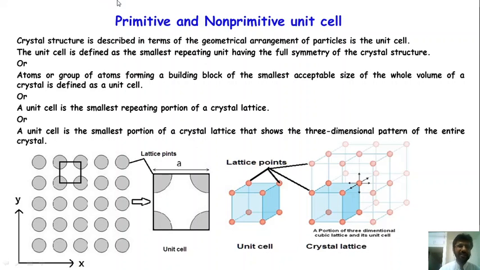Now in this figure, we can say that this is the two-dimensional unit cell, and this is the three-dimensional unit cell. Here, if we connect these lattice points, what will happen? These four lattice points form one unit cell in two dimensions. Similarly, if we connect these 8 lattice points, all having repetitive arrangements and equal neighbors, it forms the unit cell in three dimensions.